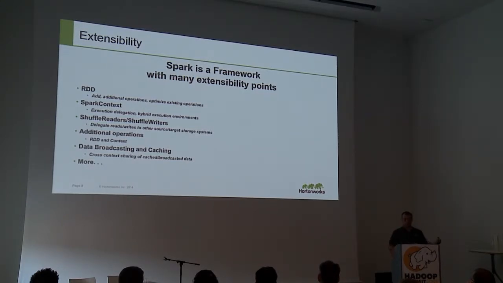So Spark provides a strategy called Shuffle Reader and Shuffle Writer, and you can, again, provide your own implementation, essentially sourcing your data from whatever it is you want to source it from, or writing it to whatever it is you want to write it to. So for additional operations, just like I already mentioned, some of them could be based on RDD, some of them could be based on Spark context. That's a decision that you kind of have to make.